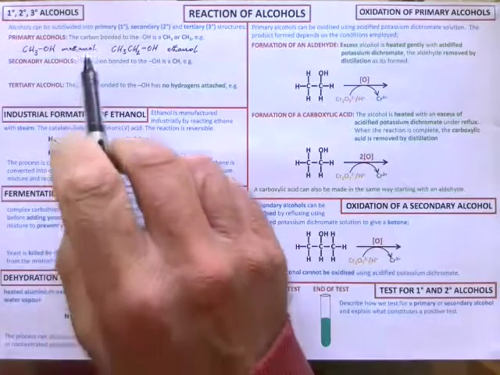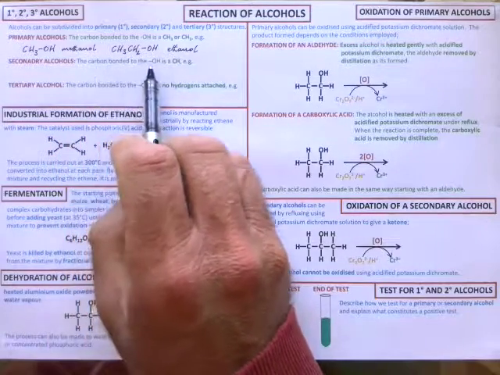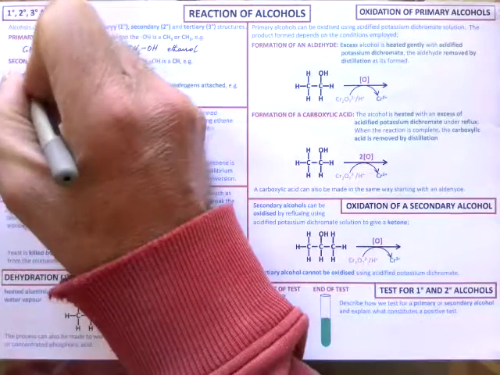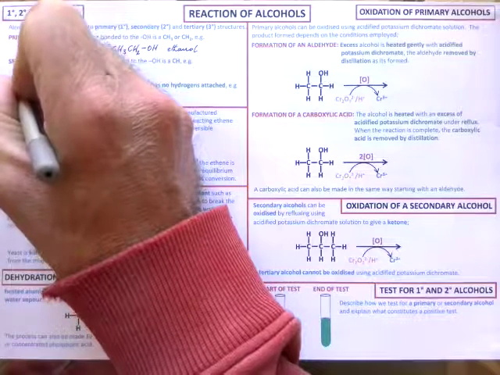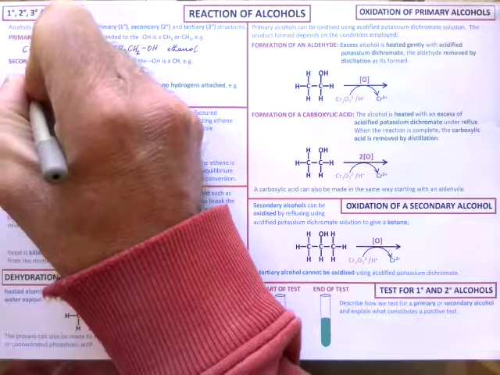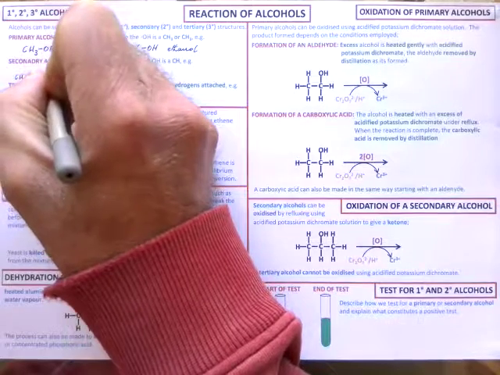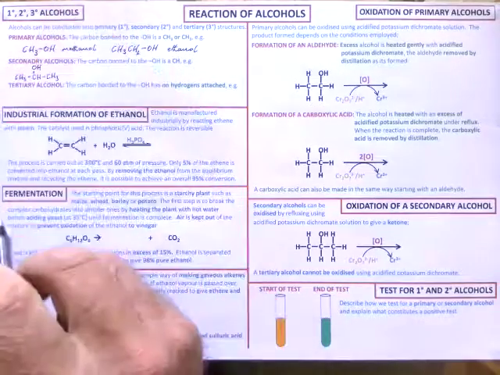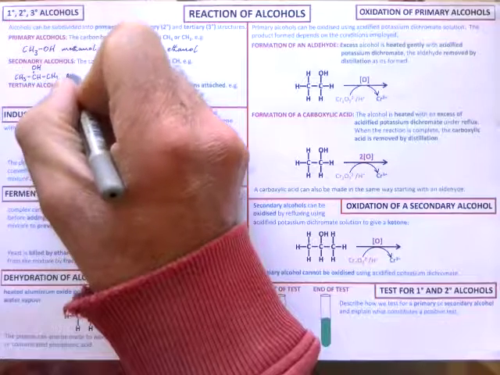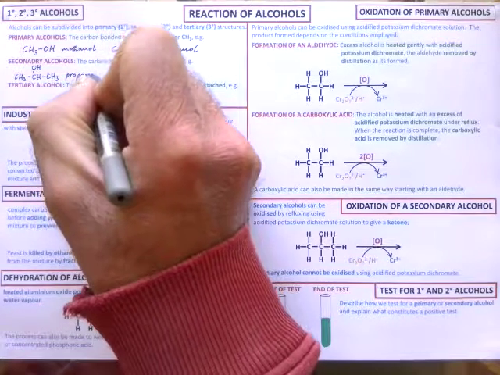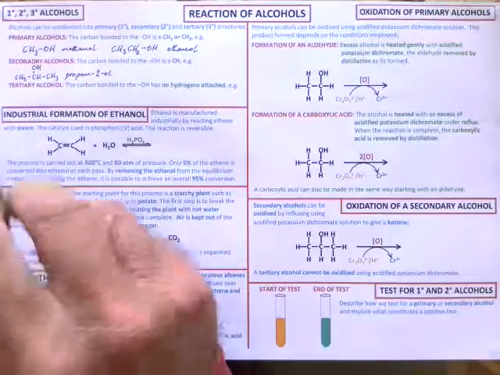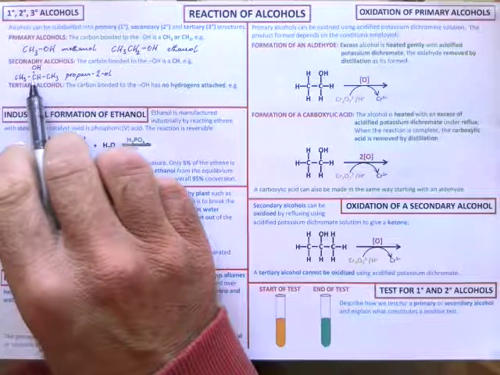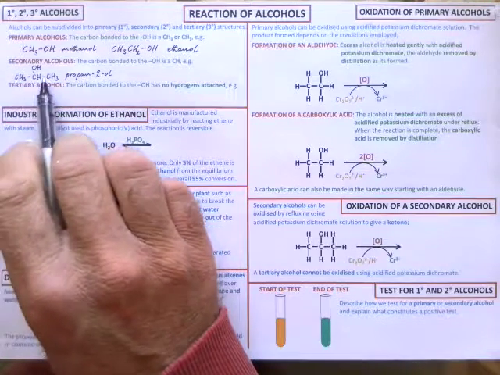So in a secondary alcohol, essentially the carbon bonded to the OH is a CH. So the simplest example I can think of would be propan-2-ol. If you can see that, propan-2-ol would be classed as a secondary alcohol because the carbon bonded to the OH is a CH. Alternatively, you could think about it in terms of the carbon bonded to the OH having two carbons coming off it.